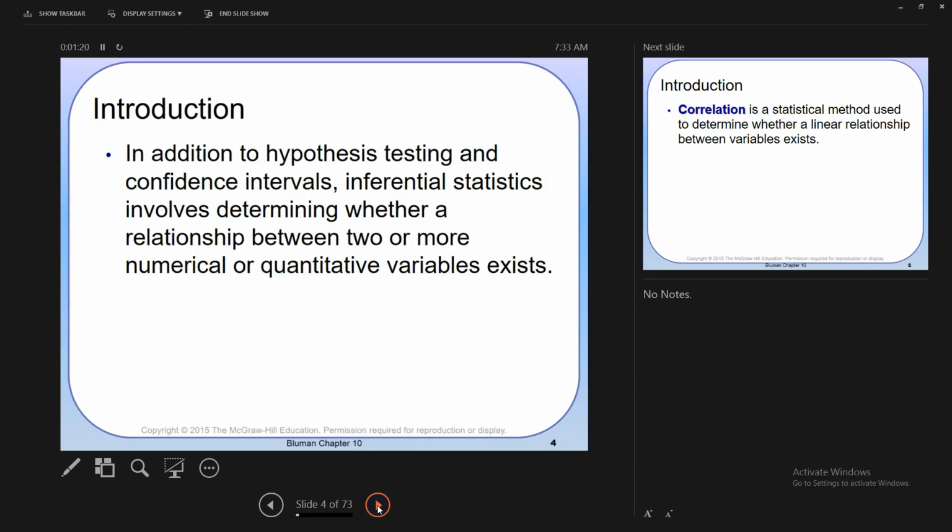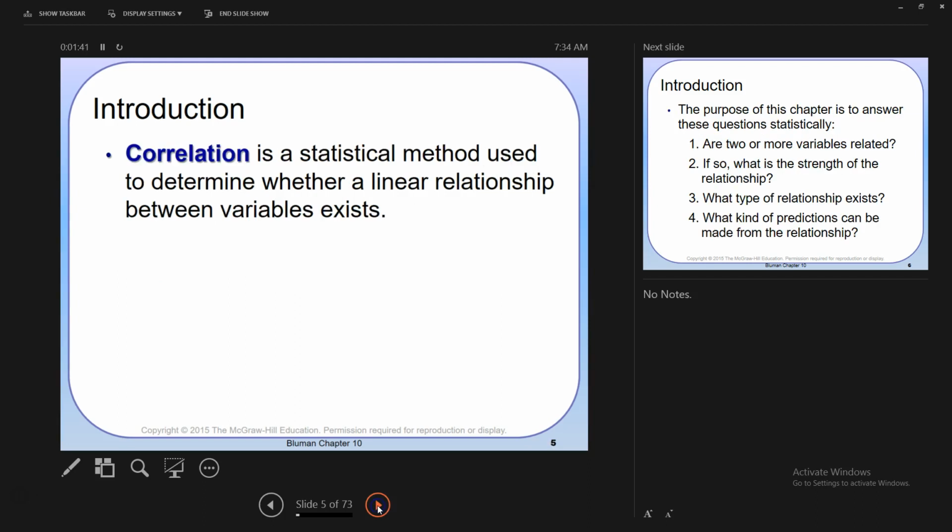So the introduction to this section starts with that in addition to hypothesis testing and confidence intervals, there's inferential statistics, which of course is where we're trying to determine something from data, make a decision or make a prediction. It also involves determining whether there's a relationship between the input and the output values. So correlation is the statistical method used to determine whether there is that relationship, and in particular we're going to be looking at linear relationships. You can do other types of analysis to see if there's some type of a curve that fits data, but we aren't going to cover that.